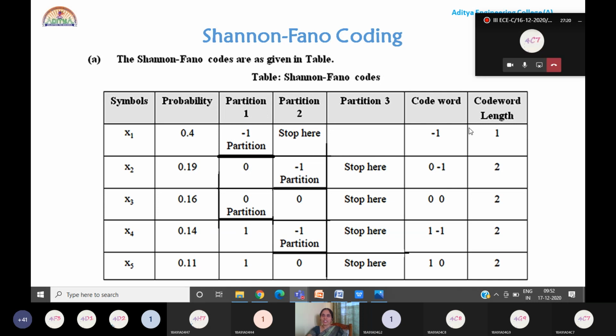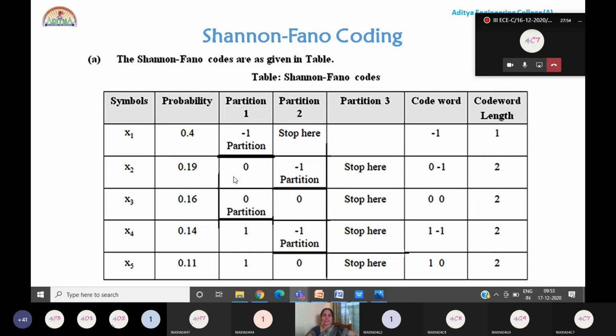So for x1, the length is 1, and for x2, the code word is 0, -1, so it is 2 bits. That's why I have represented 2. For x3, the code word is 0, 0, so its length will be 2. For x4, the code word is 1, -1, so its length is 2. And for x5, the code word is 1, 0, so its length is 2. So we have represented the code word length for each and every symbol.